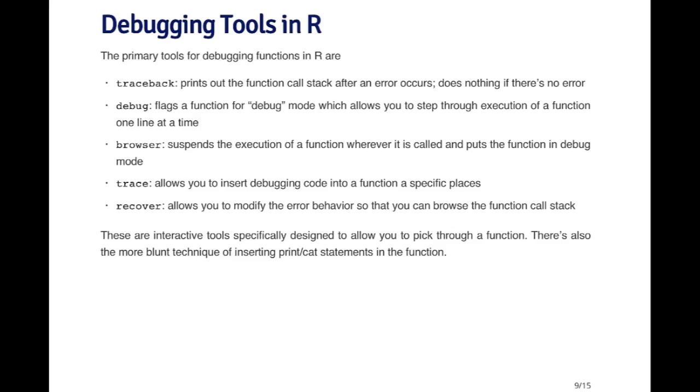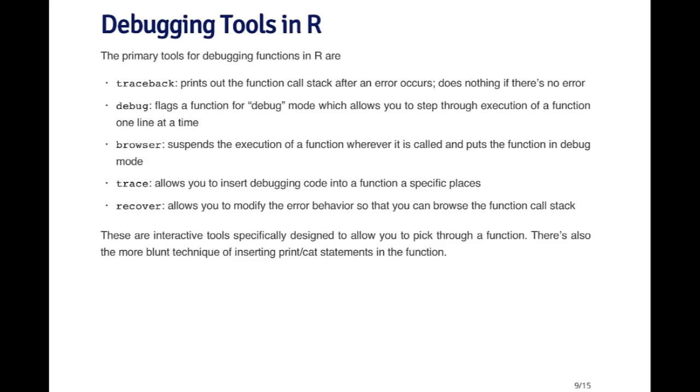So you can use the trace function to insert a little snippet of code, and usually that snippet is just the call to the browser function. Then you can browse through that function, and then you can turn the trace off, and the function's back to normal.